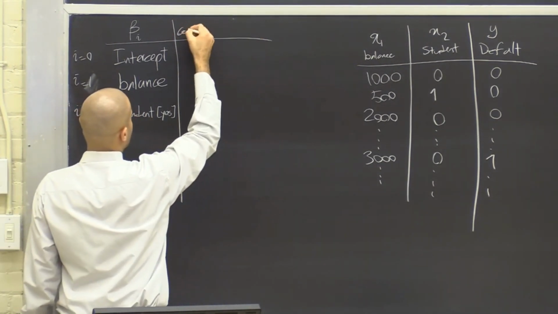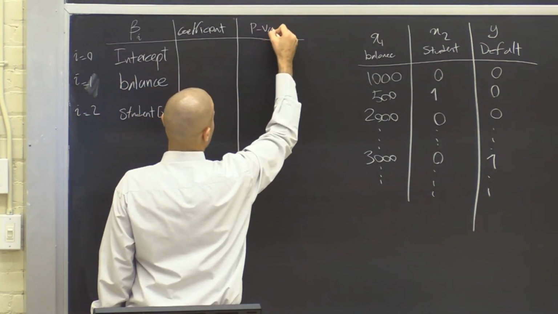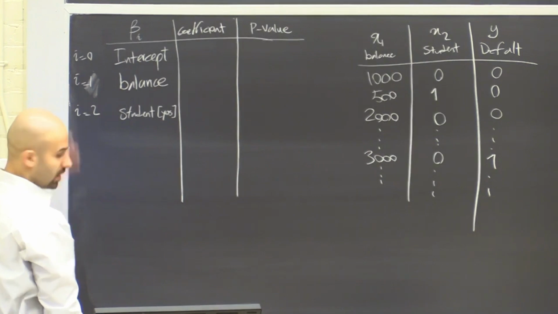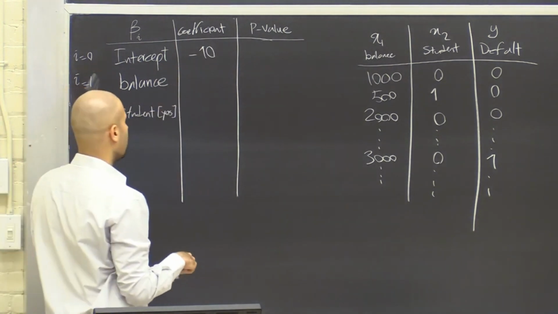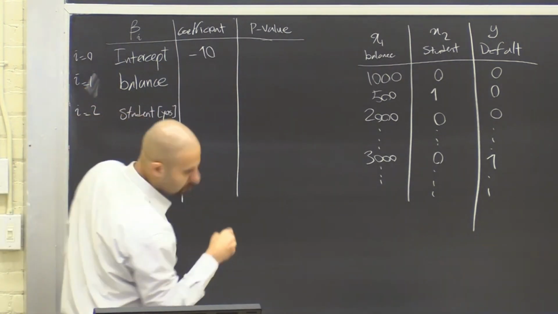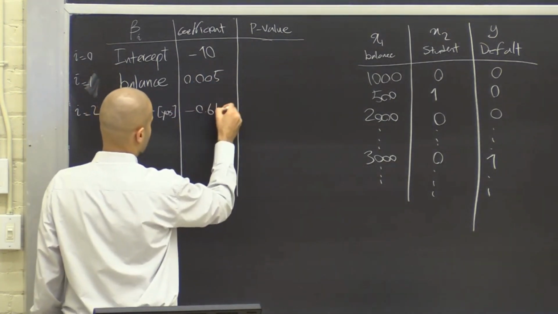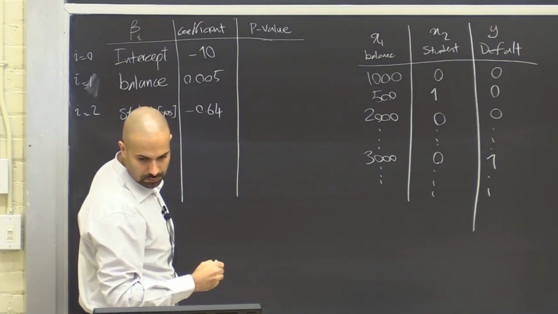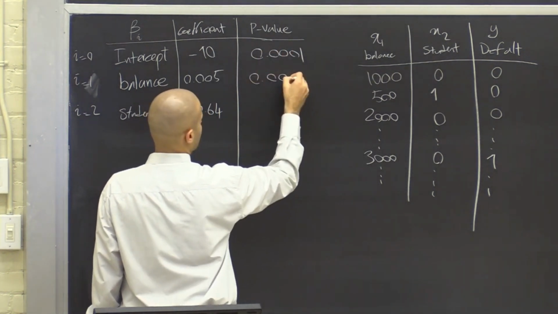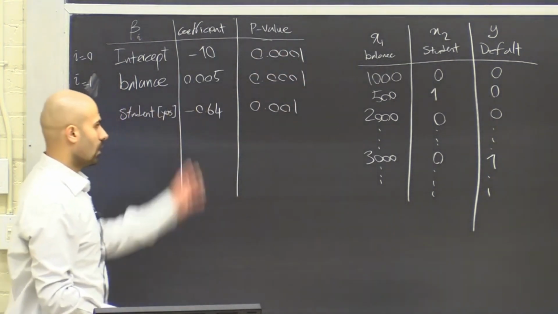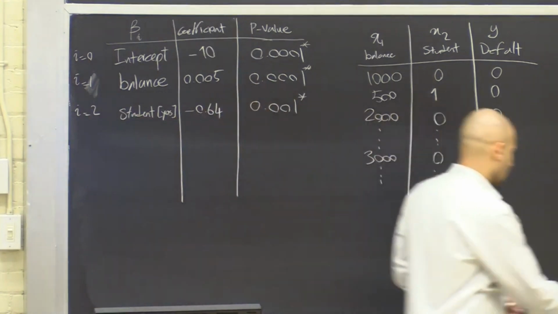Then let's say the coefficients that we have for these, and p-values. The coefficient for the intercept is not that important, but I'm just copying the example from your textbook. Let's say that's minus 10. The coefficient for balance is 0.005. The coefficient for student is minus 0.64. And let's say all of these are significant. As you can see, all of these p-values are smaller than 5%. Therefore, all these variables are relevant for making predictions using this model.